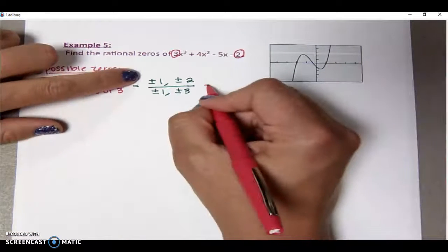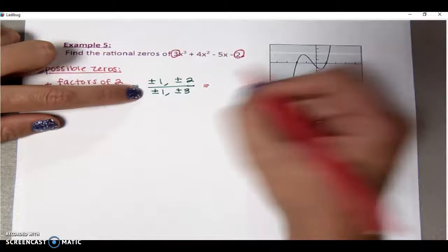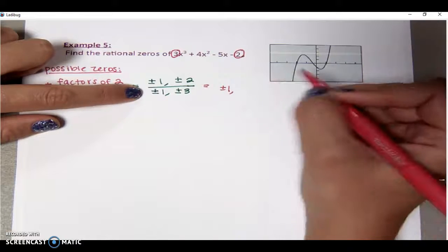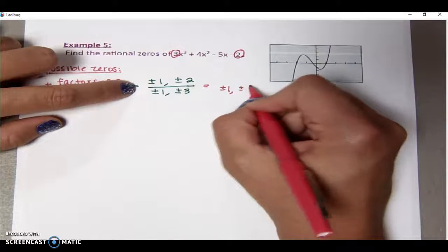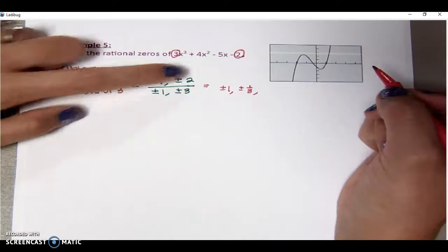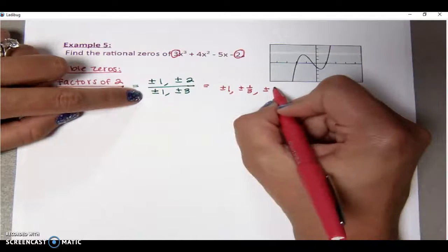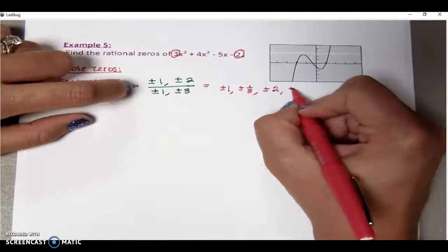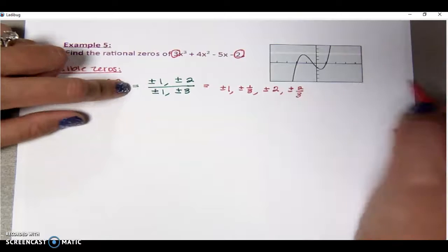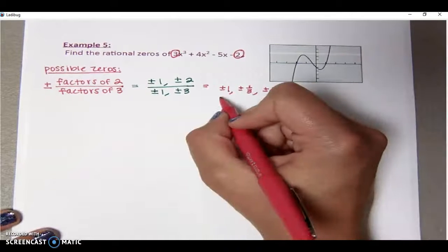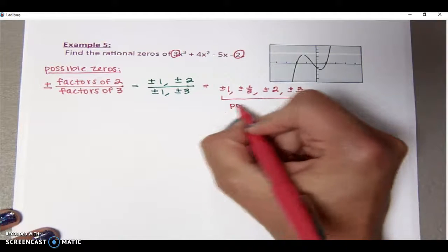So all the combinations here: if we do 1 divided by 1, that'll just be 1. 1 divided by 3, we have 1/3. And then 2 divided by 1 will give us 2. 2 divided by 3 will give us 2/3. And they all have the plus or minus. So these right here are our possible zeros.